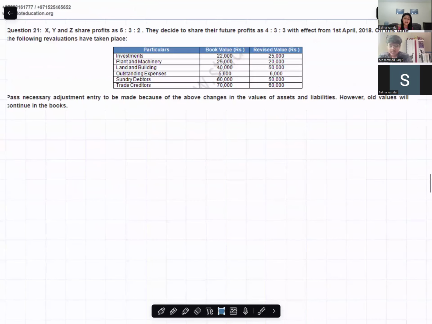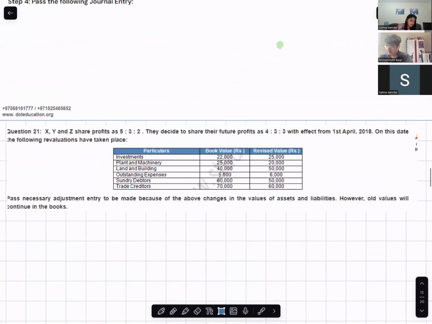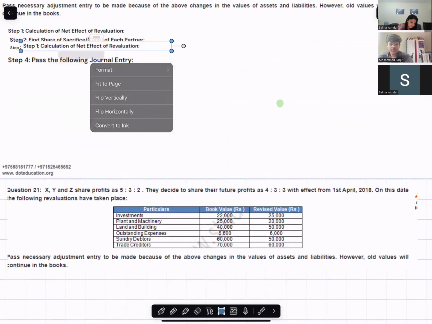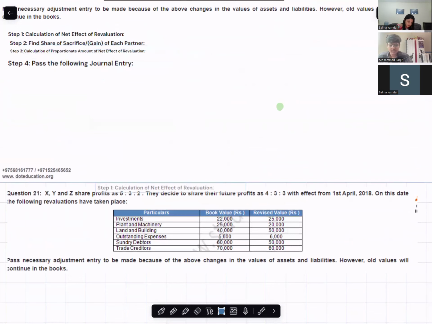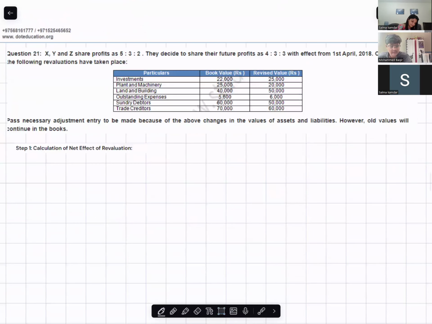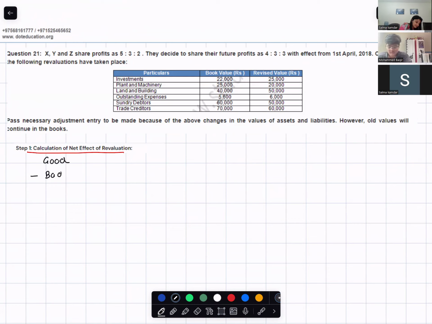You will find the net effect of revaluation, your step number one. You are going to find your net effect of revaluation. How do you find it? All the good things minus all the bad things. Okay, good things minus bad things.